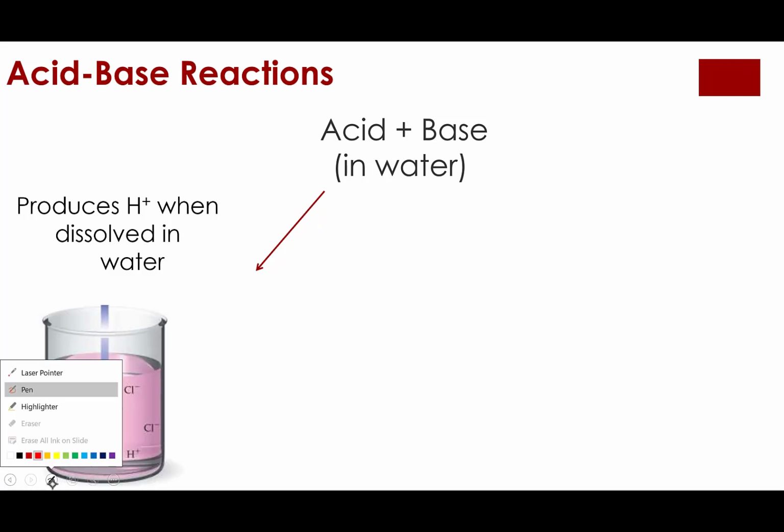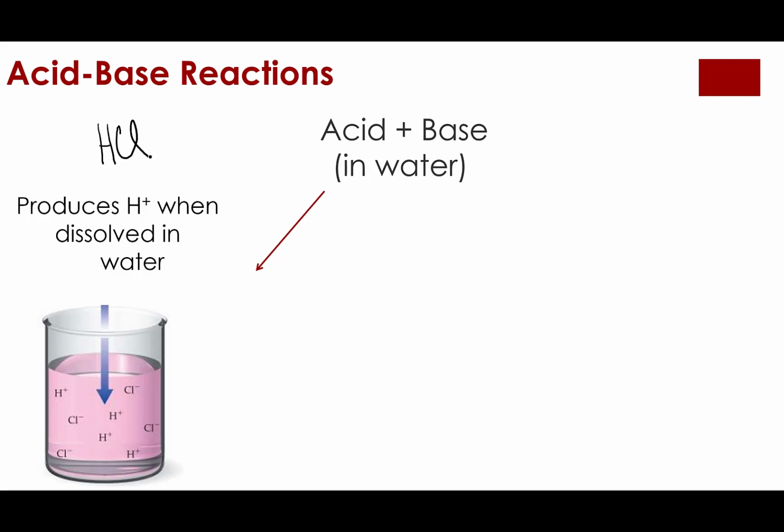Our poster child for acids is hydrochloric acid, HCl. When I put HCl into solution, it's going to break apart into 2 ions: chloride ions and hydrogen ions. The presence of this hydrogen ion is what defines it as an acid. Just a helpful hint, like I said, I'll help you with identifying acids and bases, but very often acids will begin with the letter H. HCl would be an example, HNO3 would be an example. Very often they lead off with that hydrogen.